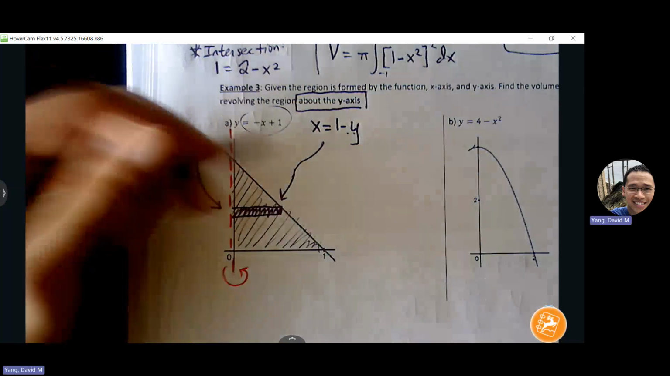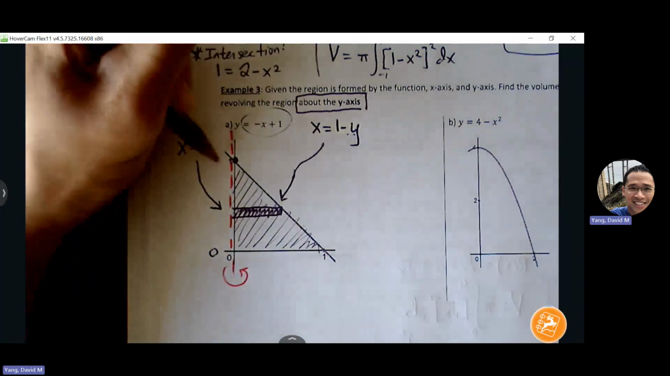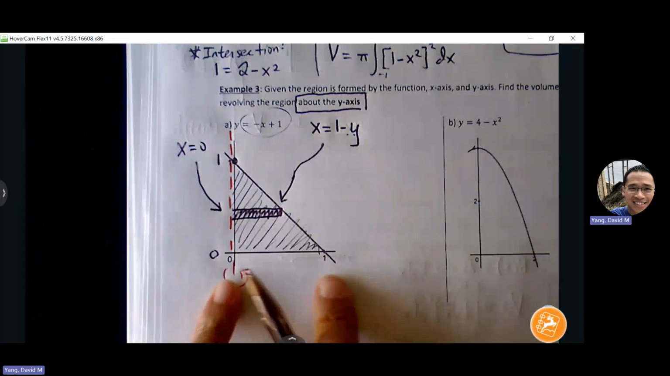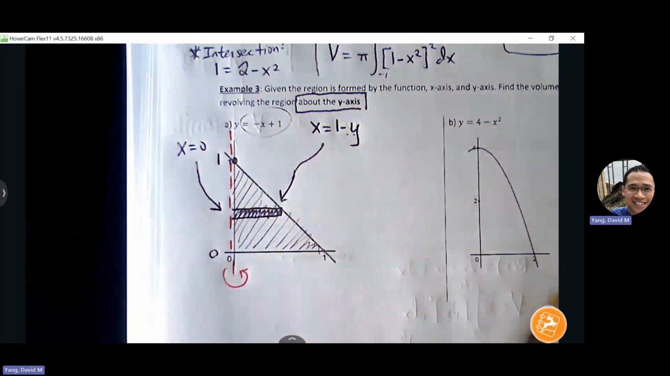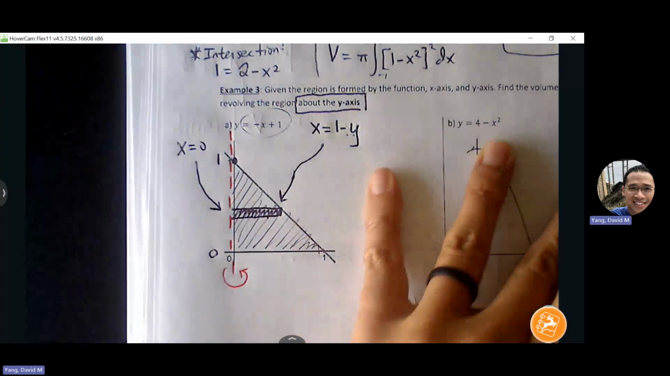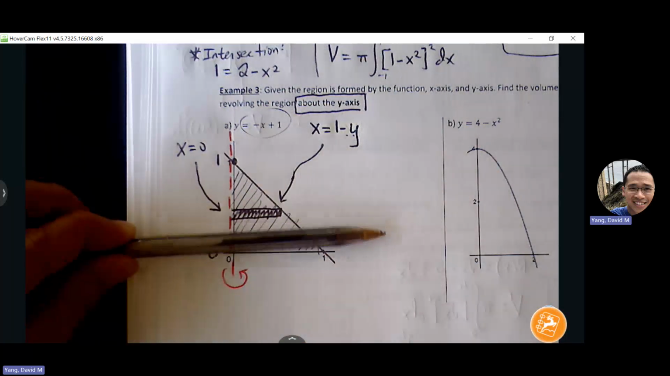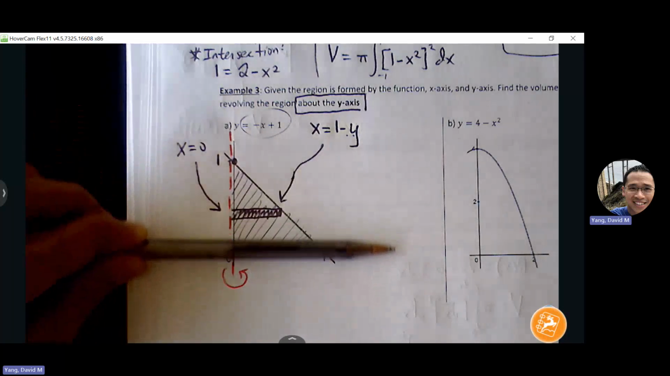Our bounds are from the lowest to highest y value. What's the highest y value that you see? 1, right? And also in terms of y. If you use the x value in this case, you won't make a mistake because they're the same value, but we want to make sure we understand we're stacking these infinitely thin disks from down here all the way up here. This is the orientation that we're doing.